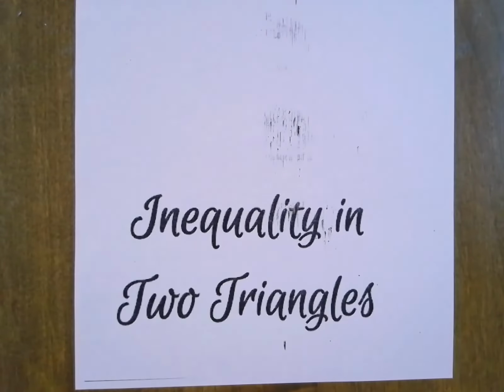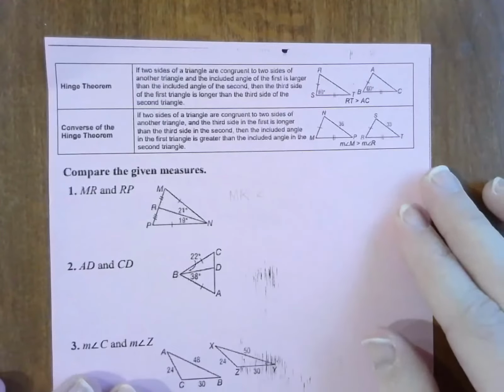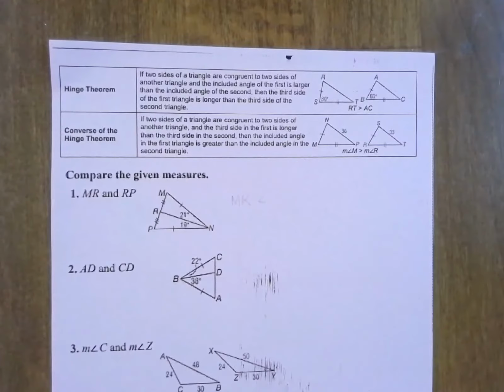Today we're going to talk about inequality in two triangles, and this involves both the Hinge theorem and the converse of the Hinge theorem. So the Hinge theorem says that if two sides of a triangle are congruent to two sides of another triangle, and the included angle of the first is larger than the included angle of the second, then the third side of the first triangle is longer than the third side of the second triangle.